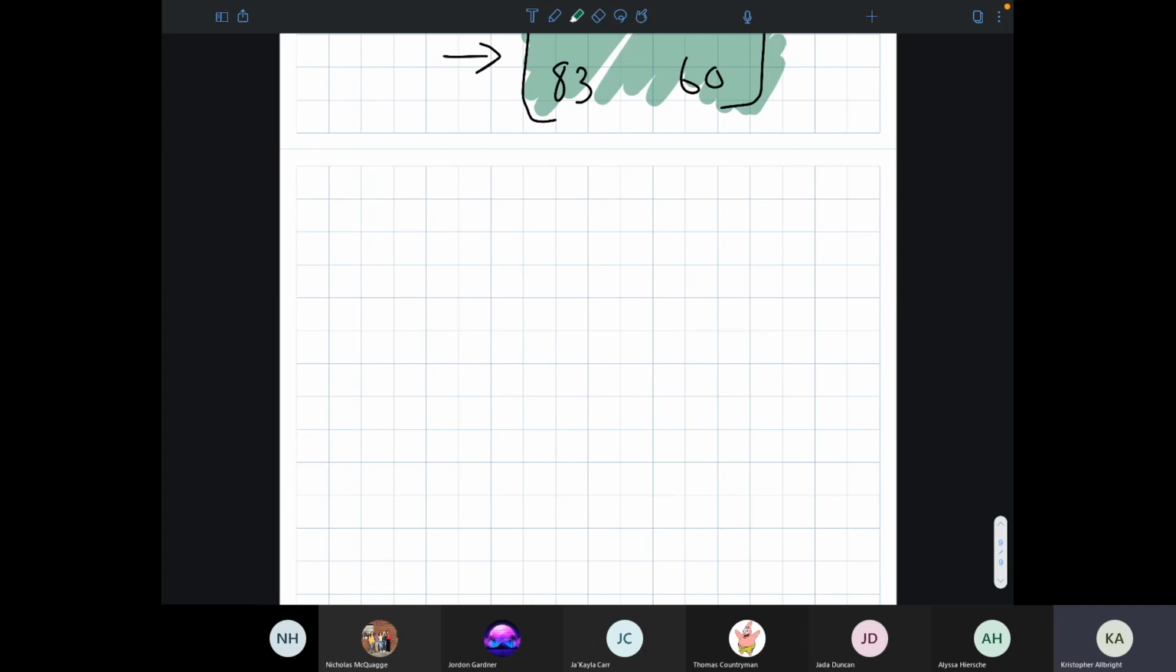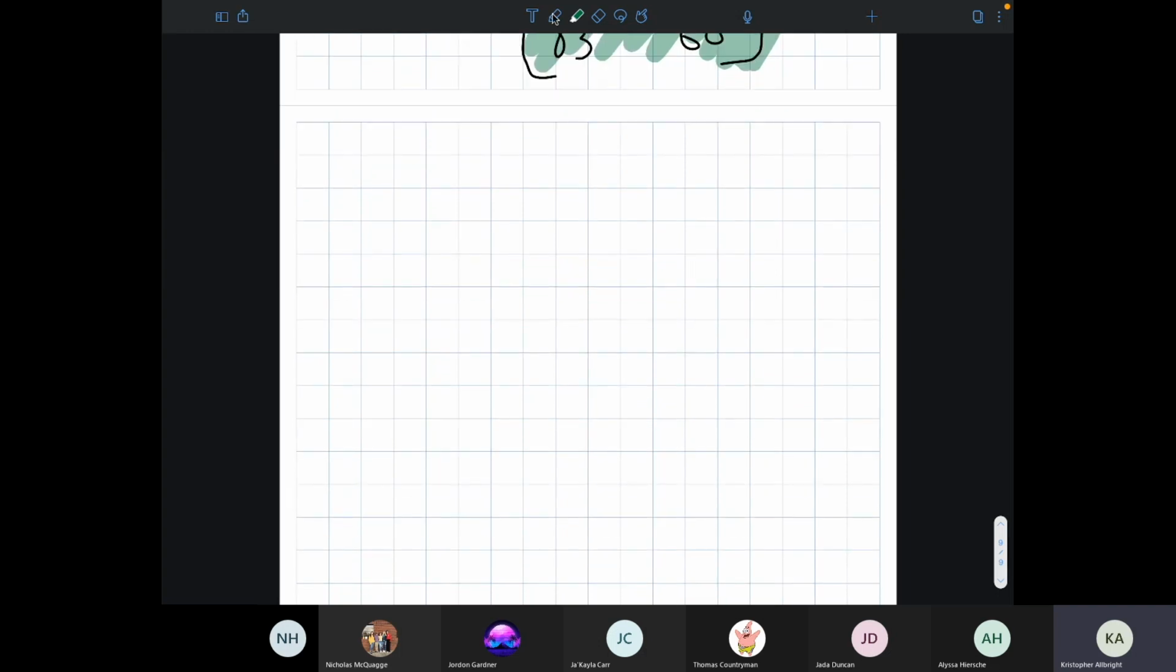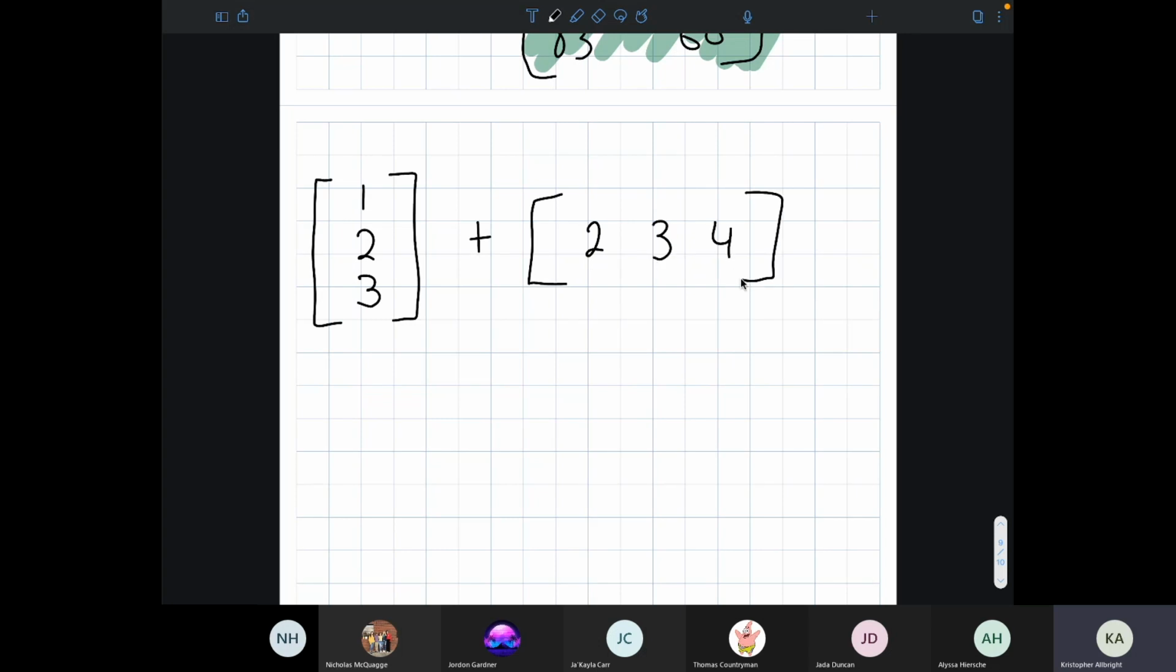Okay, so matrix multiplication is more difficult. It's not more difficult, you're just going to have to keep track of it a little more. This is where the shapes don't have to be the same. They actually still have to be specific, but they just don't have to be the same.